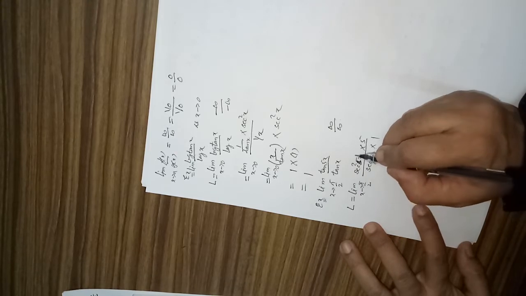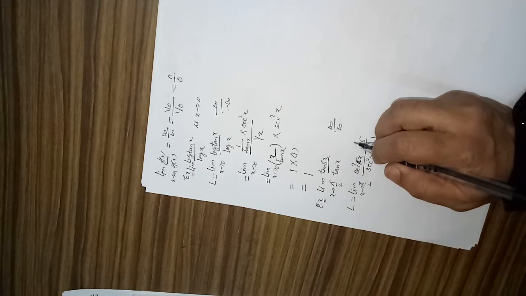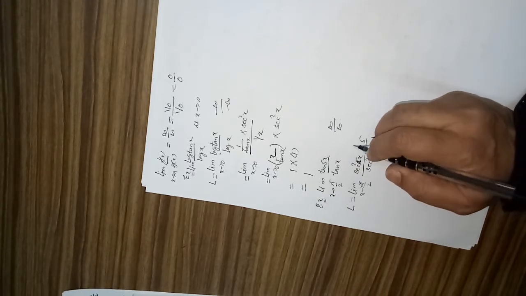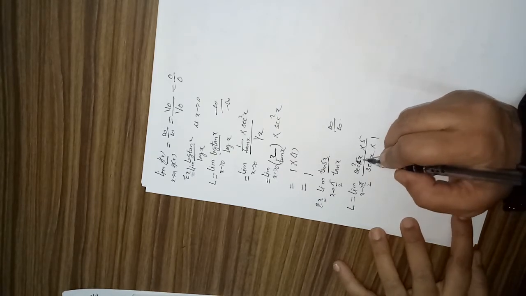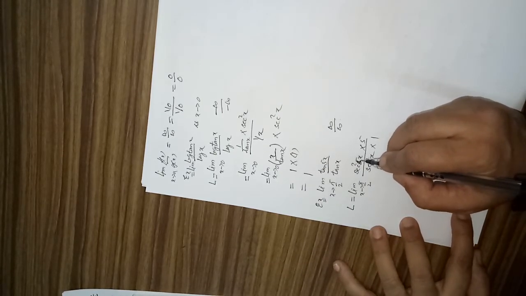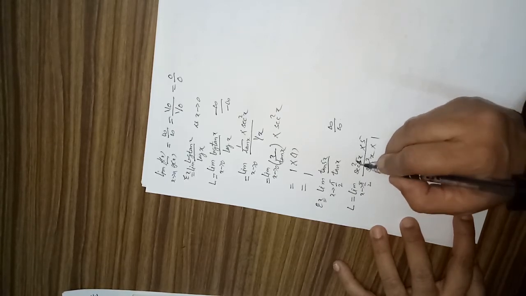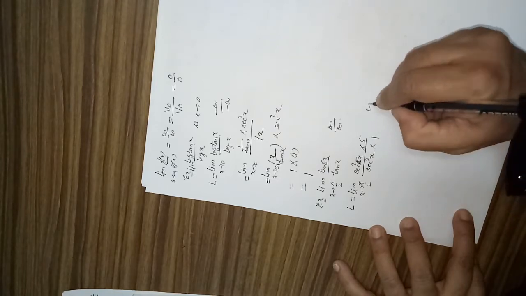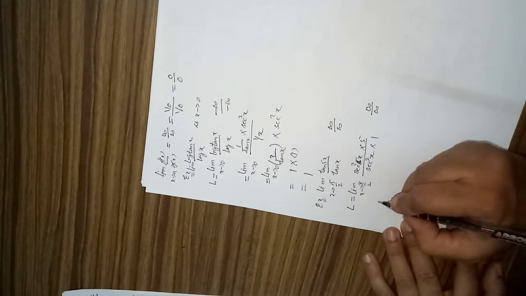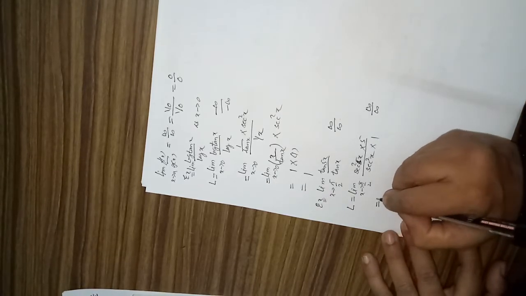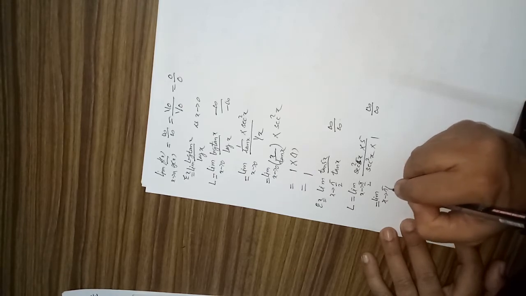Sec square 5 pi by 2, an odd multiple of pi by 2: cos of pi by 2 is 0, sin pi by 2 is 1, so sec pi by 2 will be infinity. An odd multiple of pi by 2 is infinity and sec pi by 2 is infinity. Therefore, it will be infinity by infinity form. Hence, we cannot find the limit of such a function as it is. Therefore, we have to apply L'Hospital's rule as x tends to pi by 2.